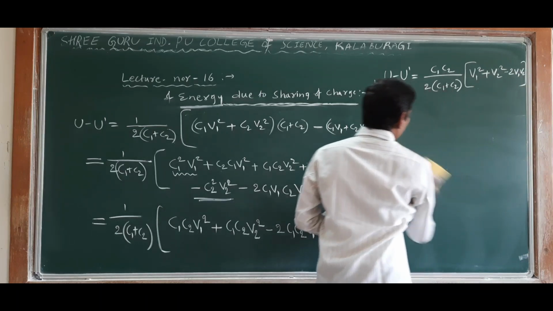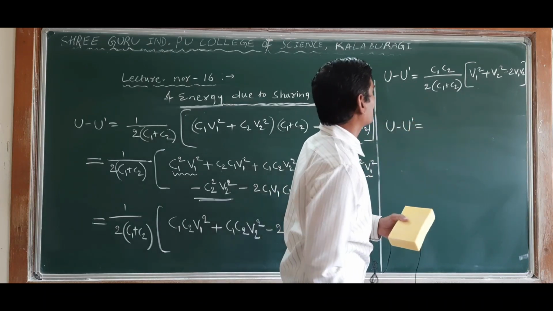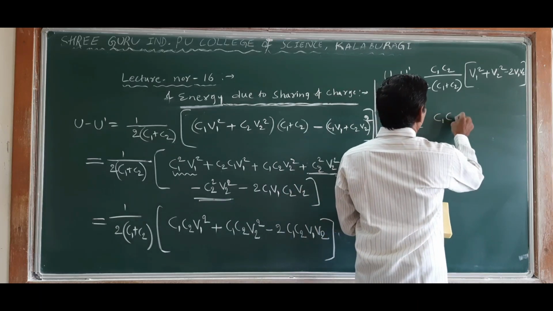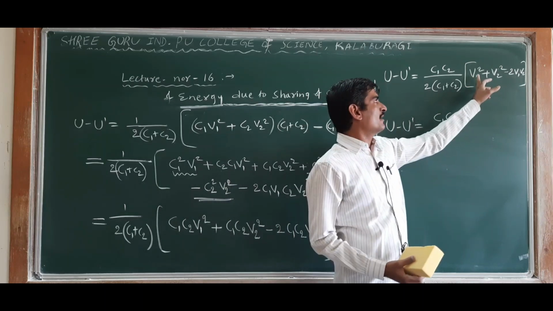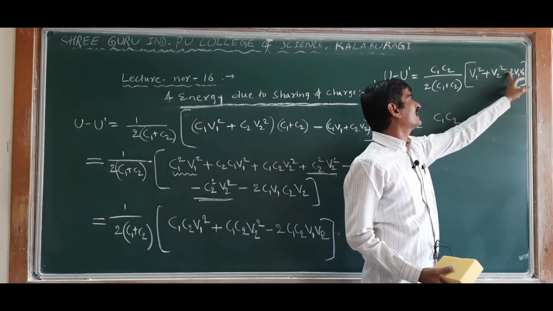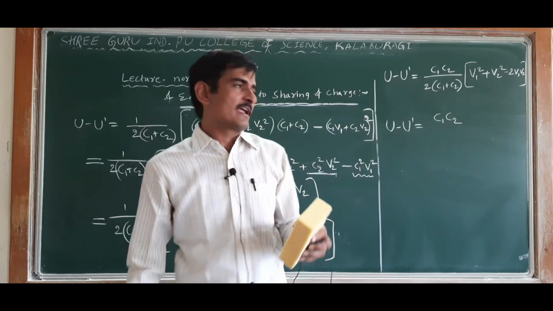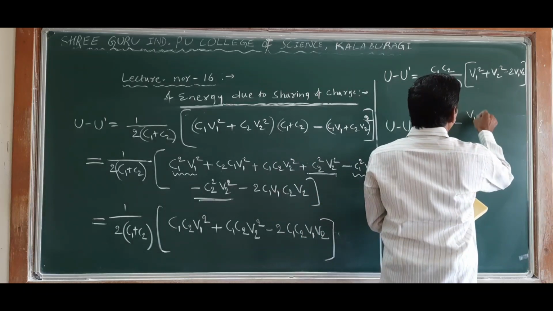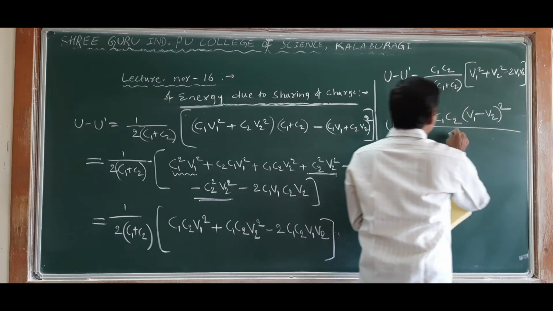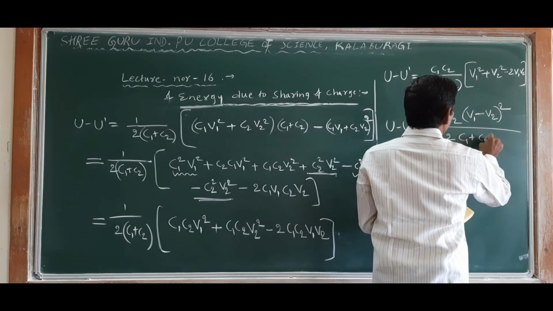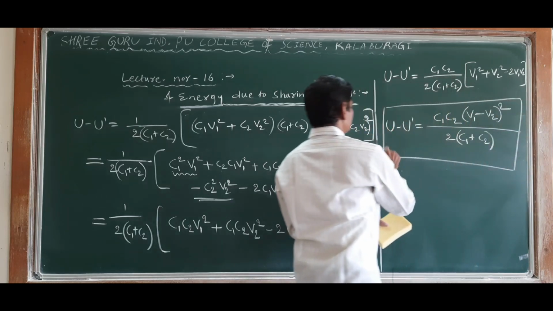So finally we will get U minus U dash is equal to C1 C2 times A square plus B square minus 2AB. This is in the form of A square plus B square minus 2AB, so you can write it as A minus B whole square, that is V1 minus V2 whole square divided by 2 C1 plus C2. So this is the expression for loss of energy.